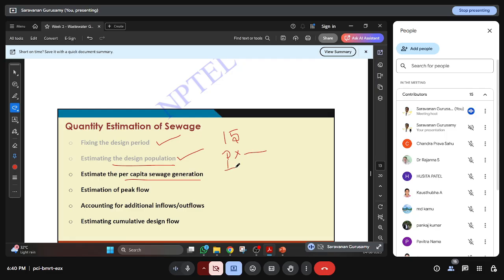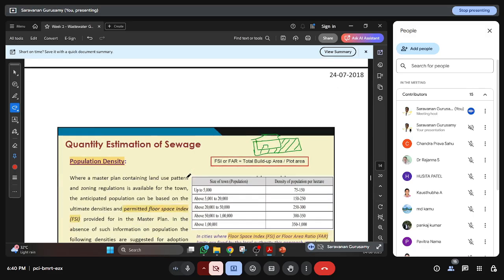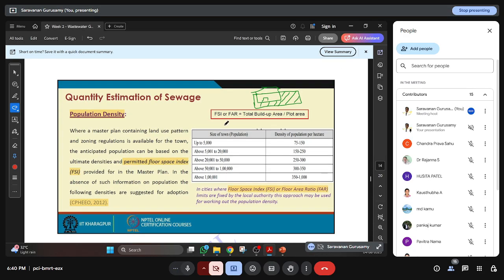Next we need to know how much a person is going to generate. I know the population is 1 lakh in 2025. If I know how much wastewater a person is generating, then I can multiply by the population and get the total sewage. How do we calculate the per capita waste generation? Based on the population density.